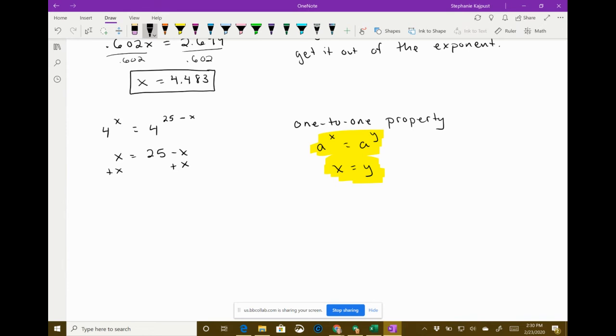So I'm adding x to both sides. And I get 2x is equal to 25. Then you divide both sides by 2. So you get x is 25 over 2. Or if you want, you can write it as 12.5.